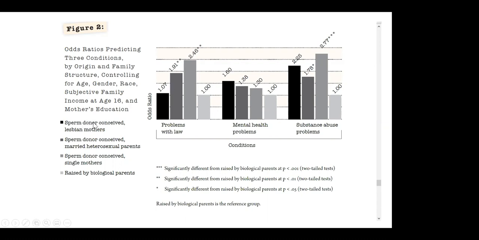Either donor-conceived children from lesbian mothers, donor-conceived children of married heterosexual parents, or sperm donor-conceived children of single mothers. And the bottom line is simply that the rate of these problems is much higher in donor-conceived children, especially substance abuse and problems with the law. Statistically different.